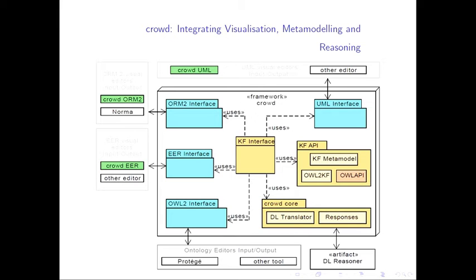Additionally, CROWD provides interfaces with third-party reasoners, making use of the KF interface in order to reason over a metamodel instance, and not directly on the modeling language bound model. On the other hand, an OWL interface is under development in order to use ontology tools like Protégé with the KF metamodel instance.